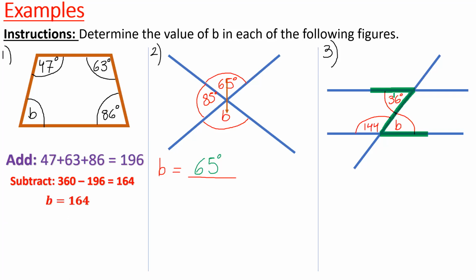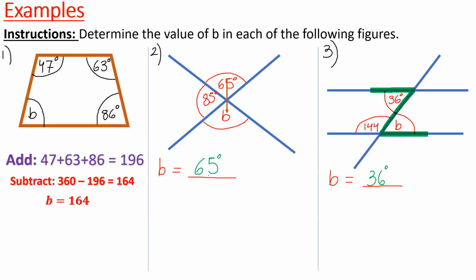And so this 36 and this B are going to be what? Equal to each other. So what could we say? We can say that B is equal to 36 degrees. And let's put the reason for these. I'm going to put the reason underneath.